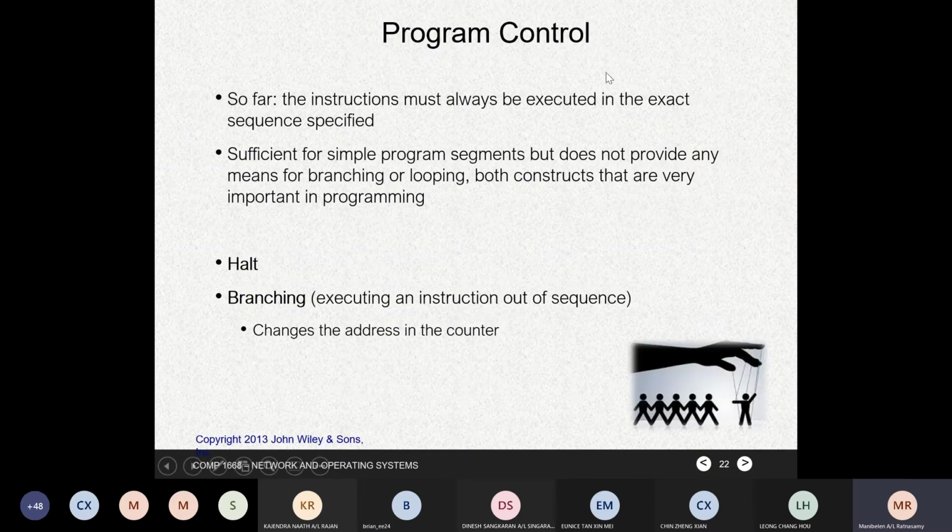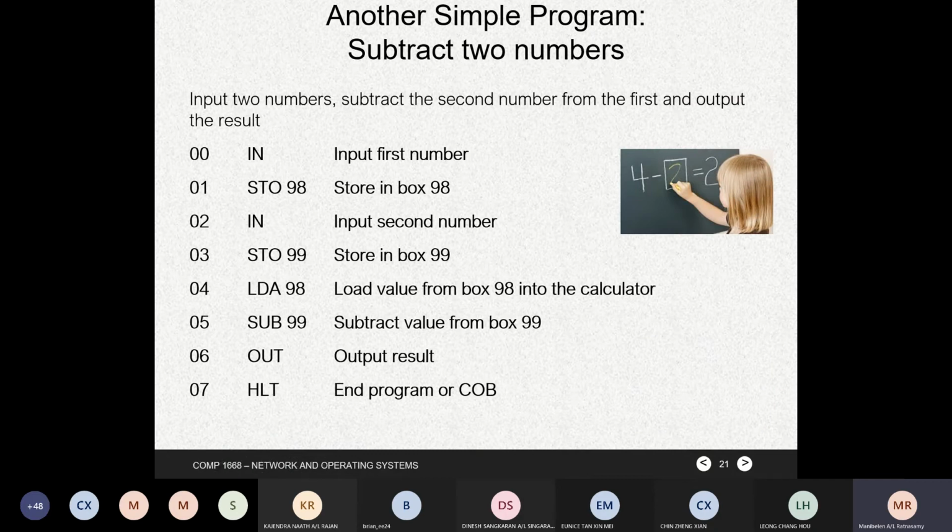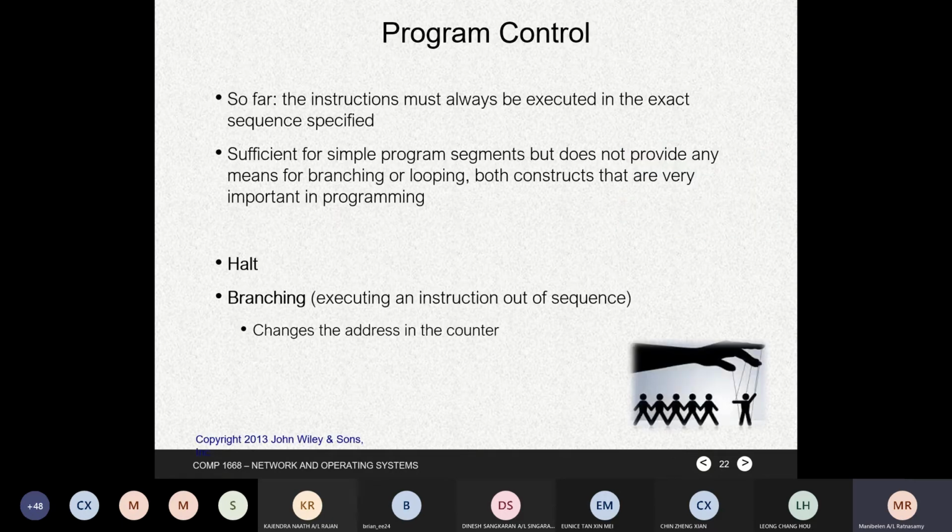Program control. So far what we have covered, how to input numbers, how to add numbers, how to subtract numbers using assembly language. Next, how to program control, branch. In today's programming language we call, from the main program we pass the flow to the sub-program or to a function, in order to do a sub-function, then return the control back to the main program. So far, the instruction must always be executed in the exact sequence.